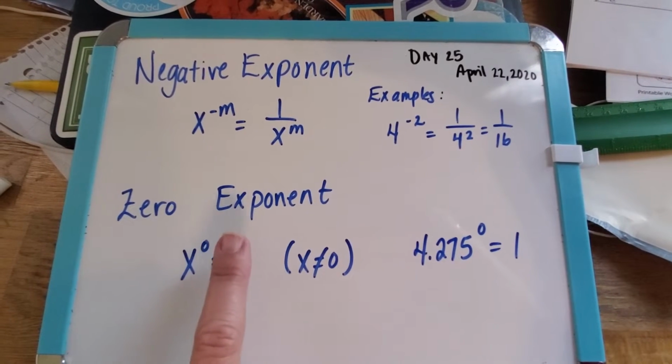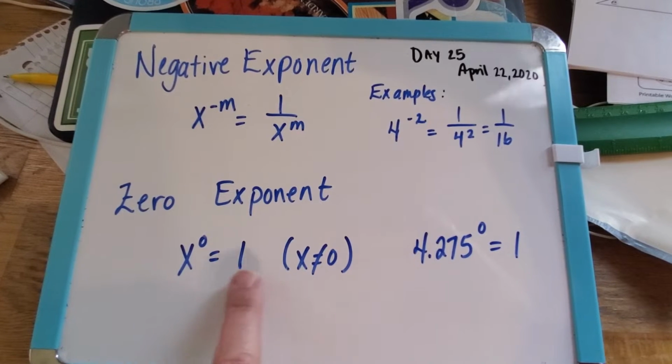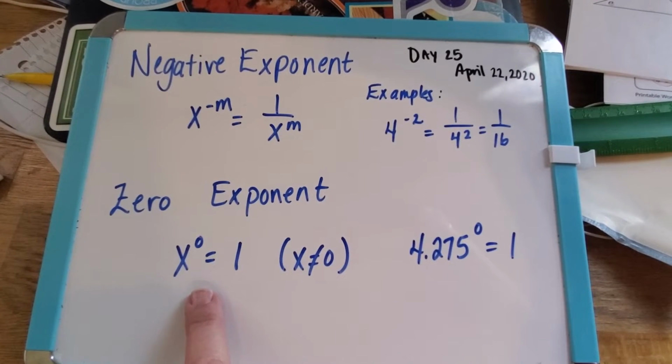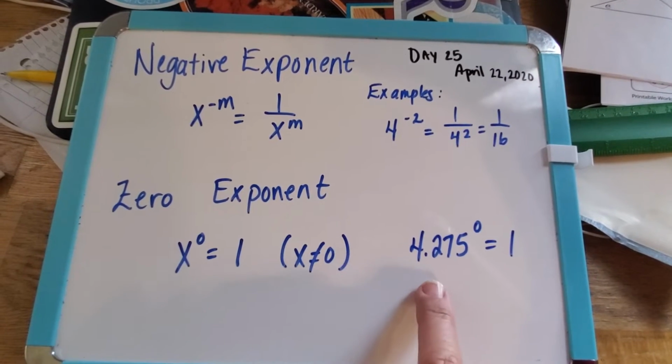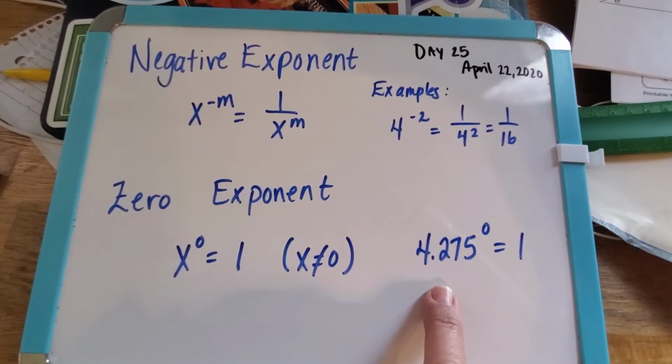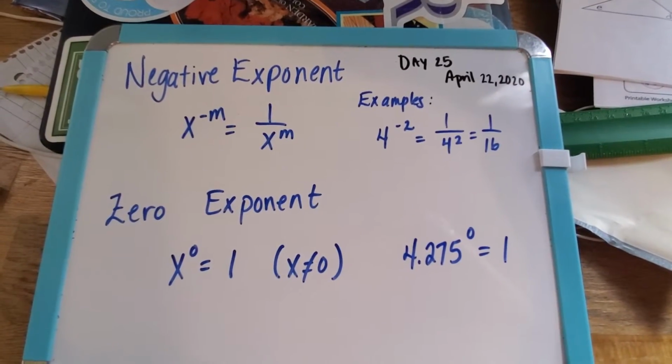When you have a zero exponent, if we're using a variable such as x, and as long as x is not 0, then anything to the 0 power is just simply equal to 1. So if we get a crazy decimal here, 4.275 to the 0 power, that's just going to equal 1.